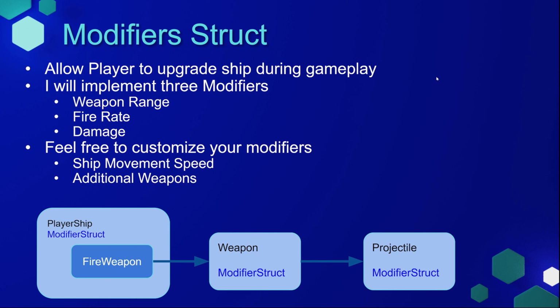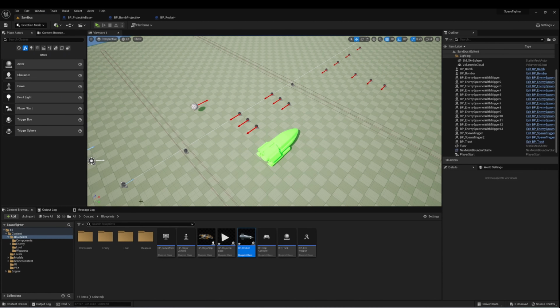So once we create this modifier, we need to make sure that we're passing it through each of our classes correctly. And this will allow a lot more flexibility down the road and reduce the need to reprogram things once they've already been programmed. So let's start.